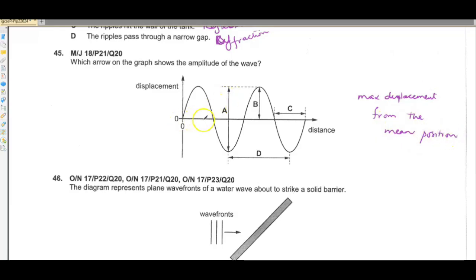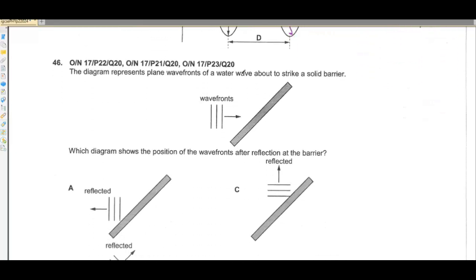So this is a mean position. If we look at the maximum displacement, it would be either this or this. Not the whole one, either this or this. So B is going to be the amplitude of the wave. Okay. Moving forward to question number 46.